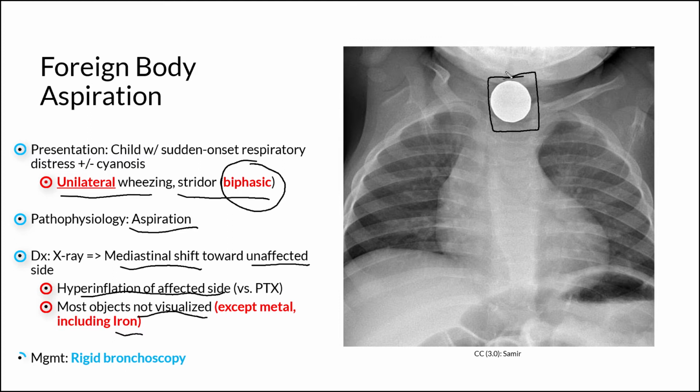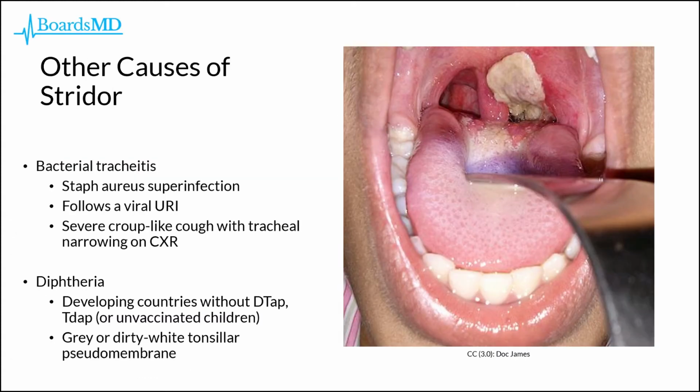And ultimately, we manage these patients with a rigid bronchoscope in order to retrieve the object and relieve these children of this aspiration. While we have focused these modules on some of the highest yield causes of stridor, it should be noted that there are other causes, including bacterial tracheitis. While we have focused our discussions here on the highest yield causes of stridor for examination purposes, there are some other important causes to be aware of.